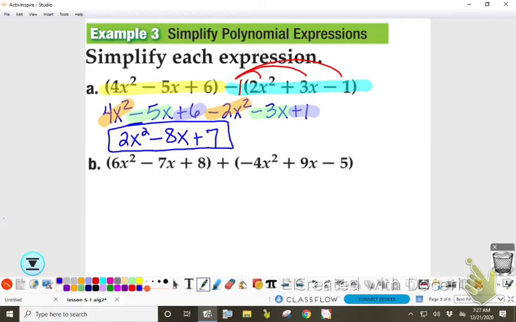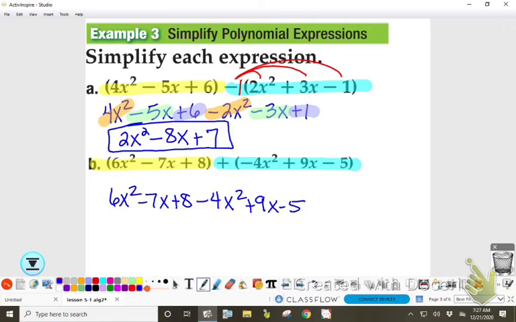Next one, 6x squared minus 7x plus 8, and then add in your notes, negative 4x squared plus 9x minus 5 in parentheses. Again, look in front of the parentheses. There's nothing to distribute there, so I'm just going to drop the parentheses. And look at your next set of parentheses. There's nothing I need to distribute there because it's a plus sign, so I'm just going to drop my parentheses.